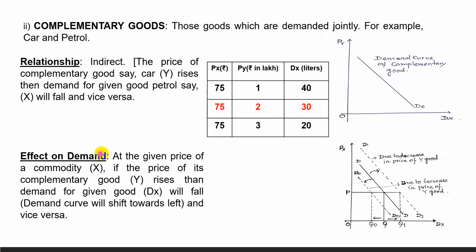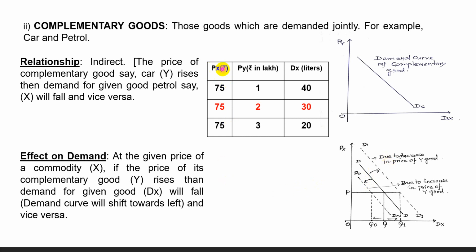What is the effect on demand? At the given price of a commodity, say X, if the price of its complementary good, say Y, rises, then the demand for the given good, that is X good, will fall and the demand curve will shift towards left. And when the price of the complementary good decreases, then the demand for the other good will shift towards right.